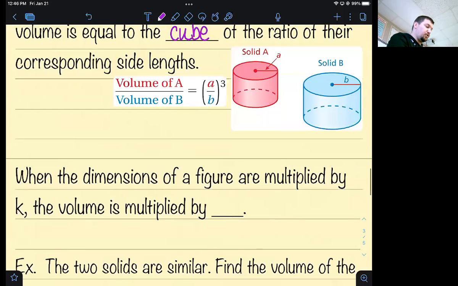So if I told you that all the dimensions of these two cylinders here were multiplied by K, well, let's say K is 3, for example. Their perimeter would be 3 times larger. Their surface area would be 9 times larger. And their volume would be 9 to the third power. Anyone know what 9 to the third power is?